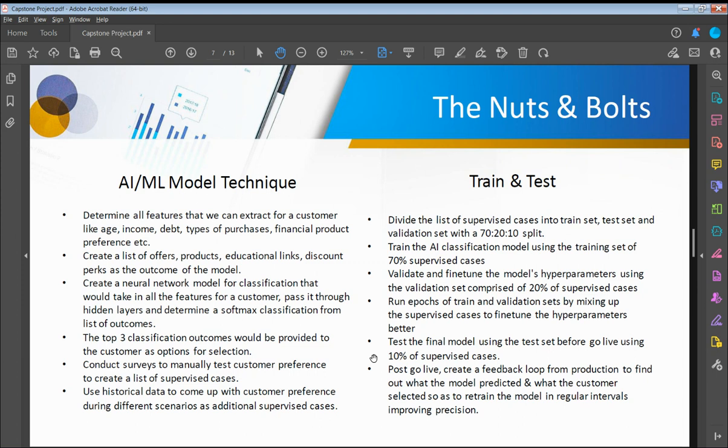Now, post go live, we are also going to create a feedback loop from production to find out what the model predicted and what the customer selected, so that we can use that information to retrain the model and make sure that the model is always updated, and it has improved precision in the long run.